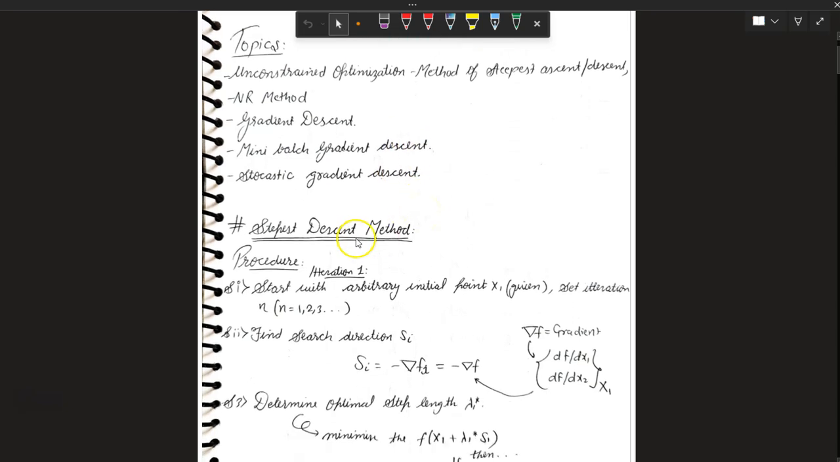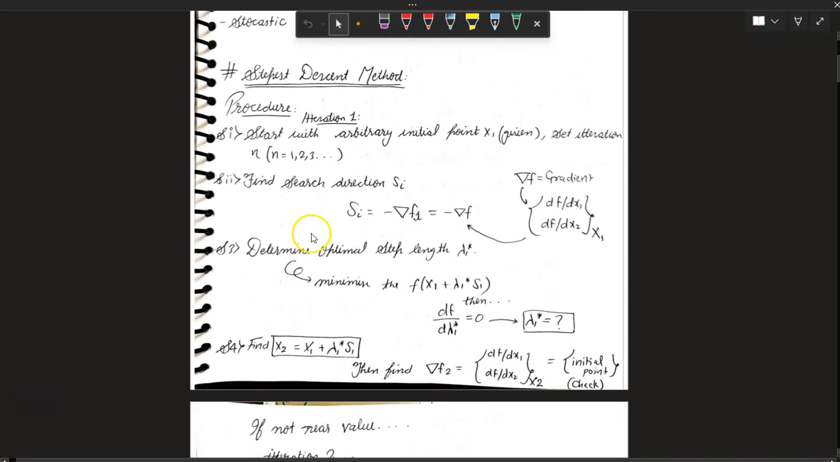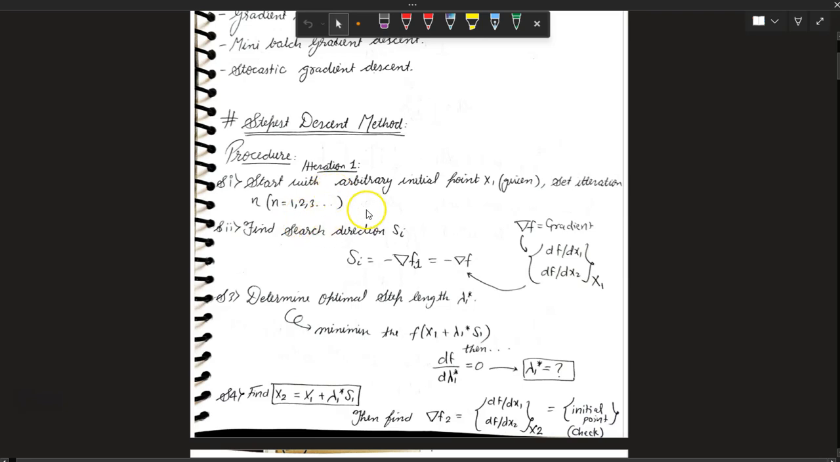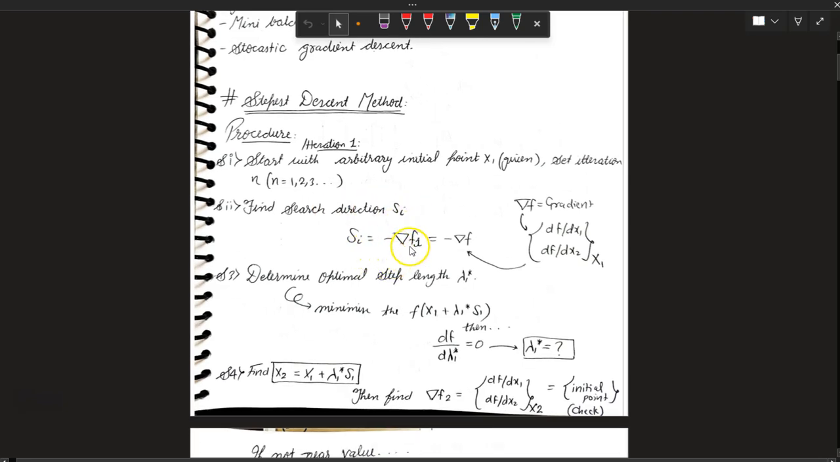Alright, so let's start with the steepest descent method. You have to follow these 4 steps in this method, and in detail we will see while solving a question. Let's go through it quickly. So start with an arbitrary initial value. Any point you have to take as x1 and you have to set an iteration. That iteration can be 1, 2, 3, 4. Alright, so then find search direction Si. The formula for search direction is minus of gradient of Fi, that can be denoted as minus of delta F.